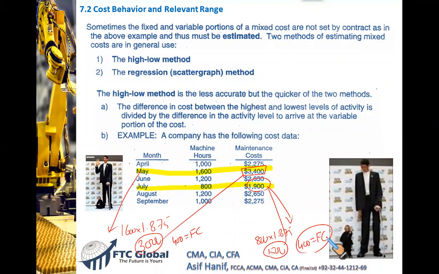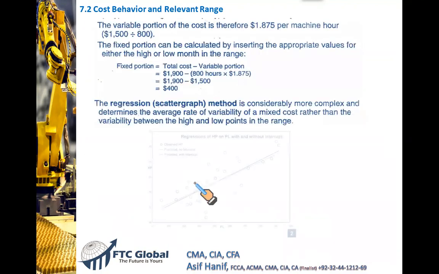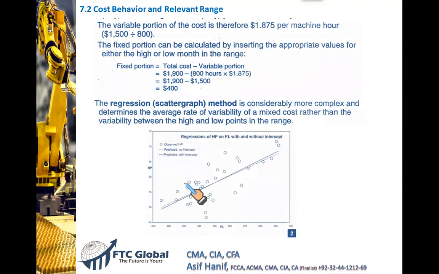Now, why do I say you need to take only the highest and lowest? Because your Hi-Lo method is only considered for the highest level of activity and the lowest level of activity. There is always a risk: if you take any other pair, your result might be inaccurate. The reason is that your data points are not always uniformly laid down on a straight line. If they are laid down on a straight line, then you can take any pair you want, this or this, or maybe this or this. You will get the same variable cost per unit and the same fixed cost.